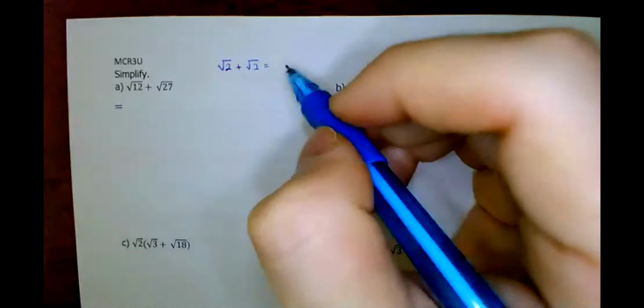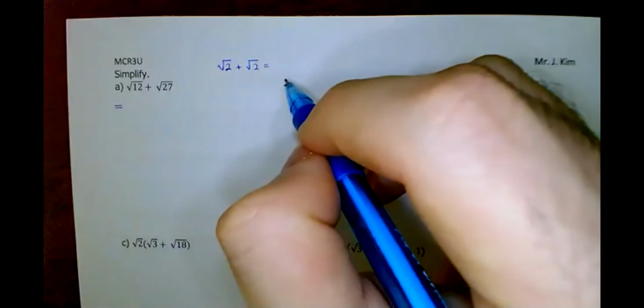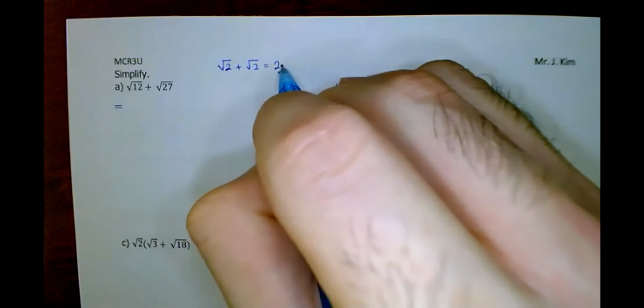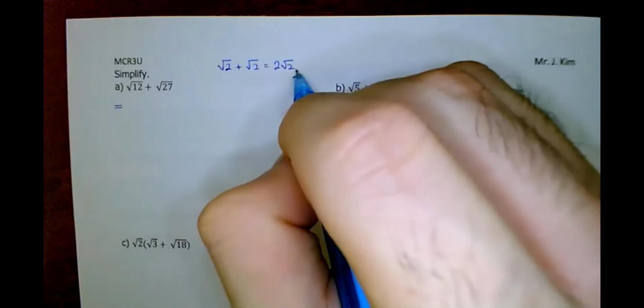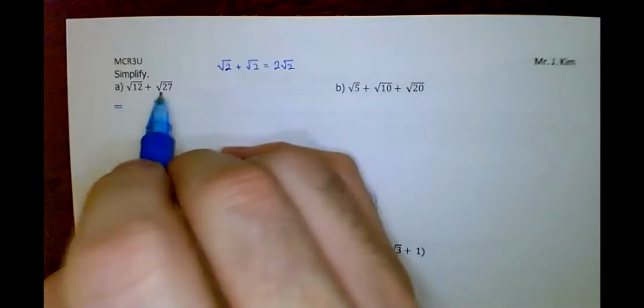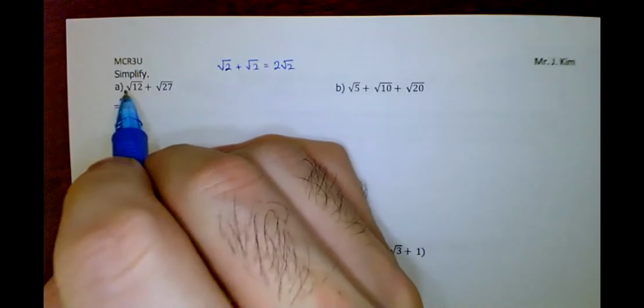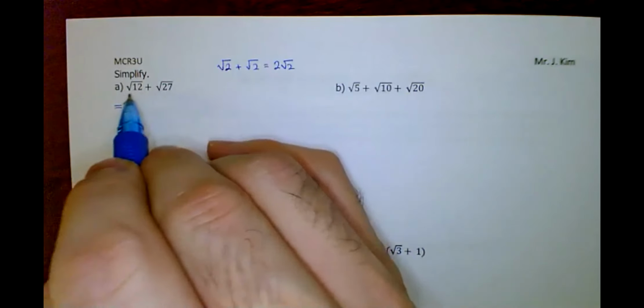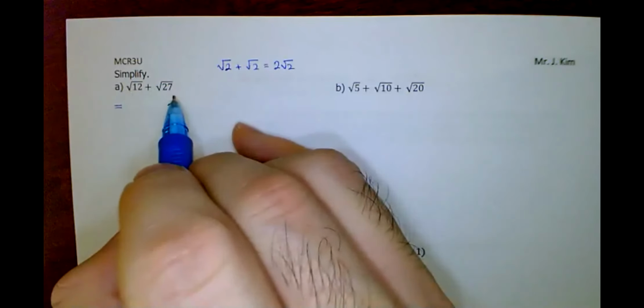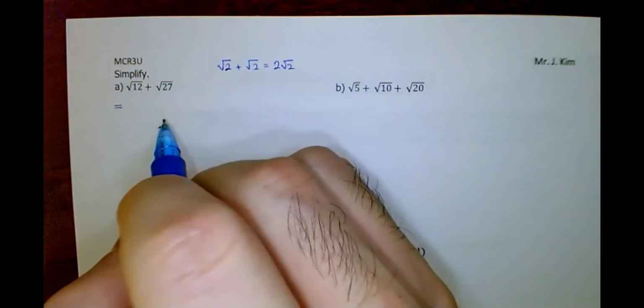When you're adding radicals, they have to be like terms, right? They have to be the same radicand. So in this case, you'd be like, "Oh, Mr. Kim, you made a mistake. I can't go any further." It's true, but there's one thing I'd like you to try first. Try turning it into lowest terms, and you might notice a commonality.